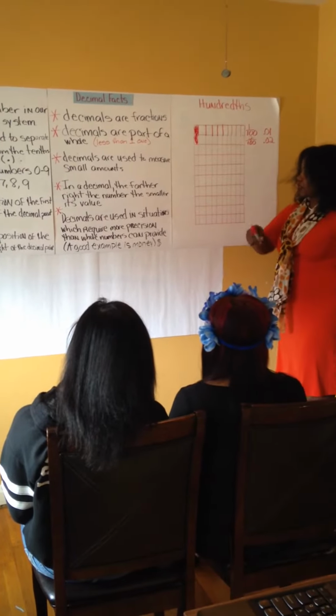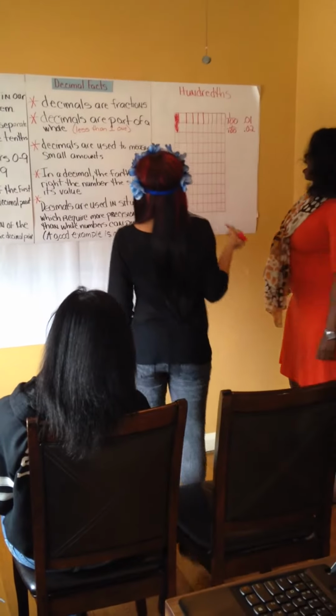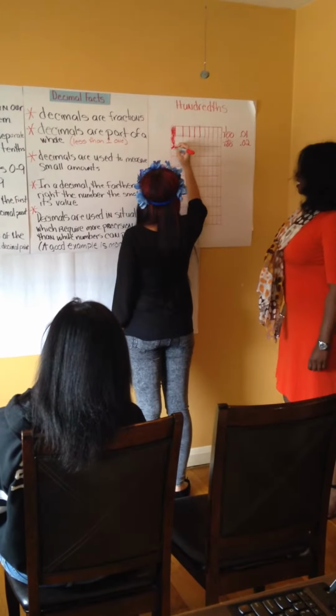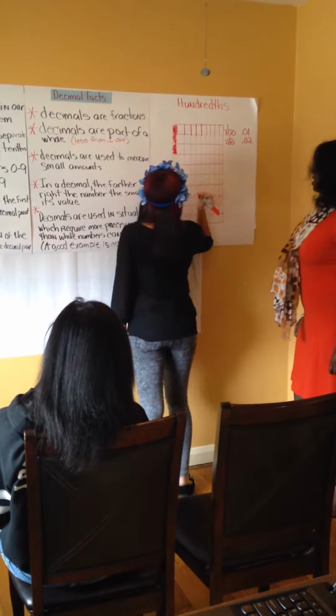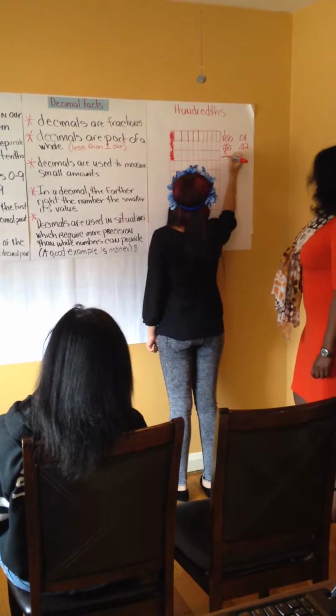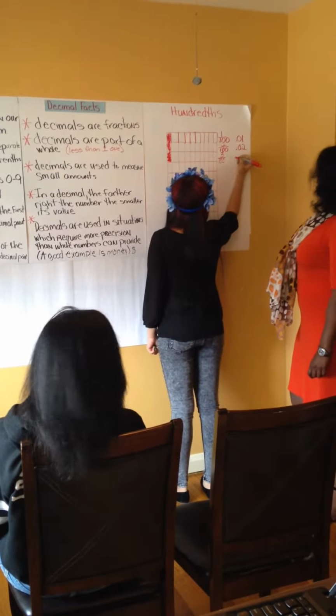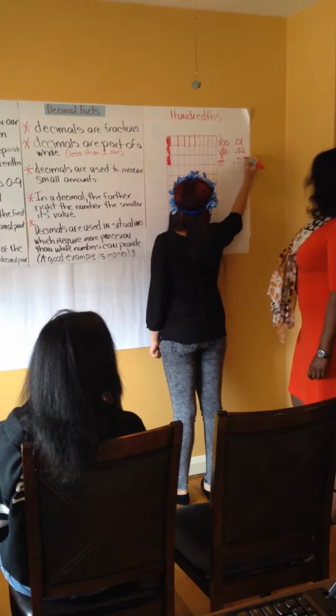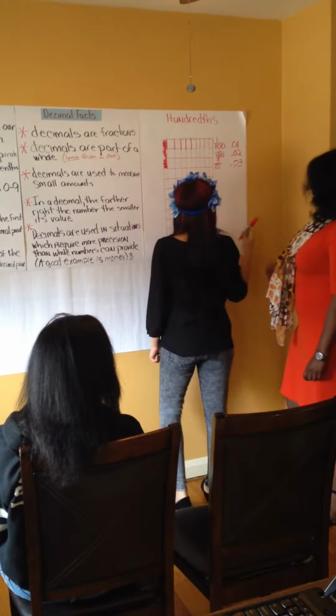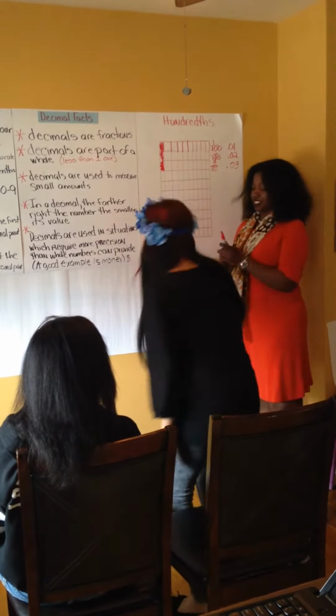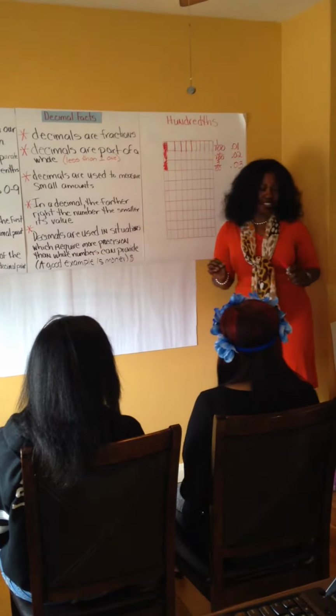So let's get Monet. Come and try one. Let's do 300s. Okay, very good. Now write it as a fraction. 3 over 100. Good job. And as a decimal. Excellent. Good job. Okay. Everybody has that?